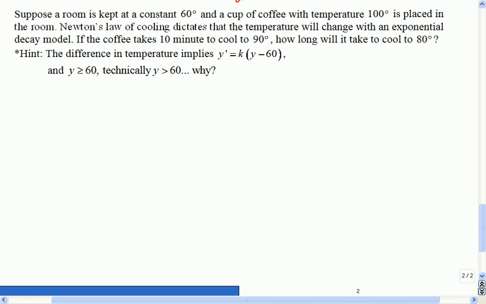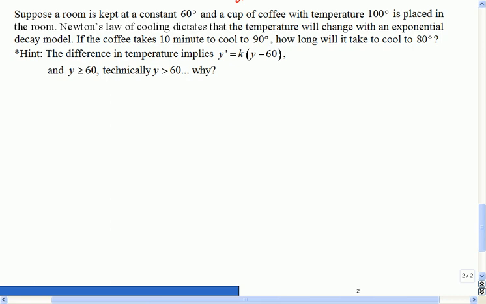So suppose that a room is kept at a constant 60 degrees and a cup of coffee with temperature 100 degrees is placed in the room. Newton's law of cooling dictates that temperature will change with an exponential model of decay. So basically the temperature is continuously eroding by a proportion, like a constant of proportionality. How much you have now, maybe it takes off 2% every instant or whatever it is, right? It says if the coffee in 10 minutes is now 90 degrees, how long will it take before it gets to 80 degrees?